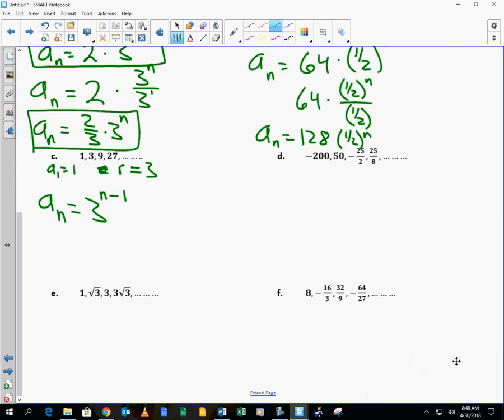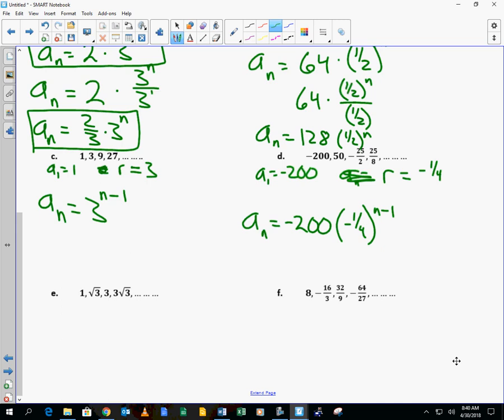The next one. A sub 1 is equal to negative 200. R is, what's the ratio here? Anybody see the ratio? Negative 1/4. Very good. Because you're dividing by negative 4. So negative 1/4 is the ratio. So therefore we have a sub n is equal to negative 200 times negative 1/4 to the n minus 1.